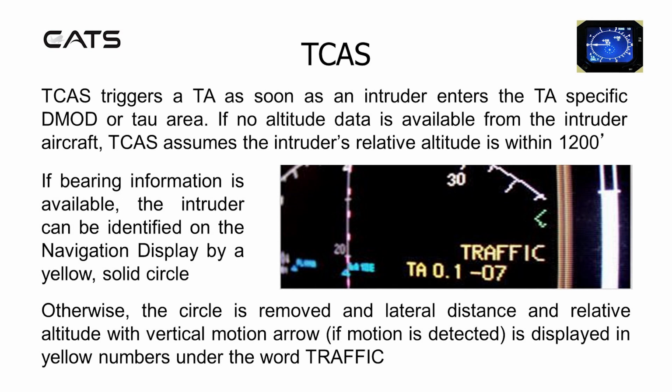TCAS triggers a TA as soon as an intruder enters the TA-specific DMOD or TOW area. If no altitude data is available from the intruder aircraft, TCAS assumes the intruder's relative altitude is within 1200 feet. If bearing information is available, the intruder can be identified on the navigation display by a yellow solid circle. Otherwise, the circle is removed and lateral distance and relative altitude with the vertical motion arrow, if motion is detected, is displayed in yellow numbers under the word traffic.